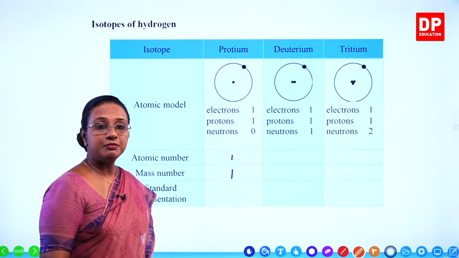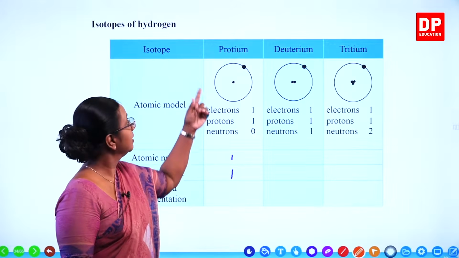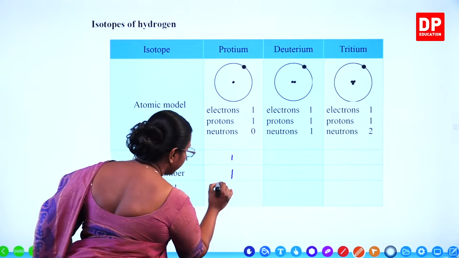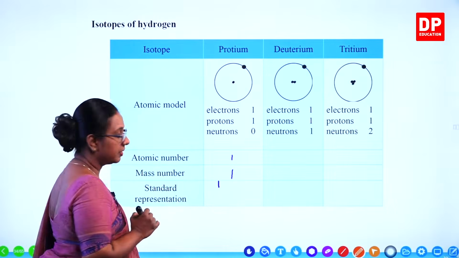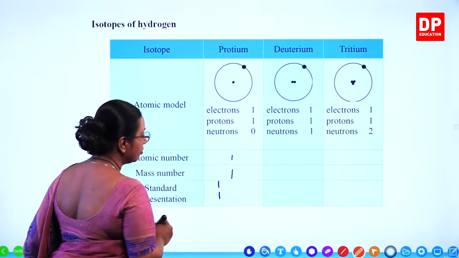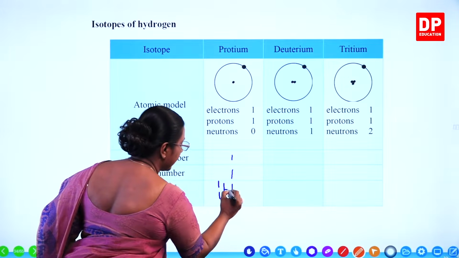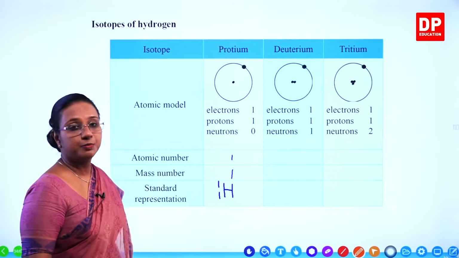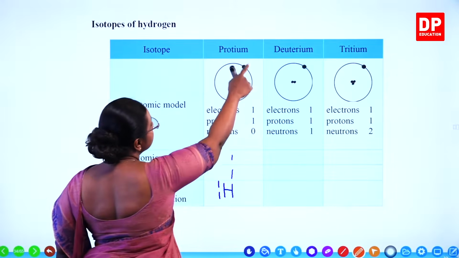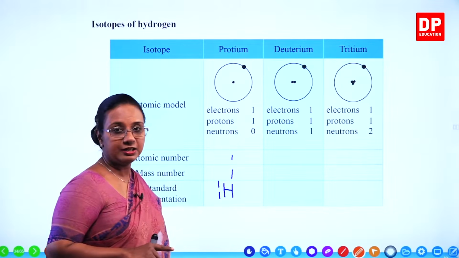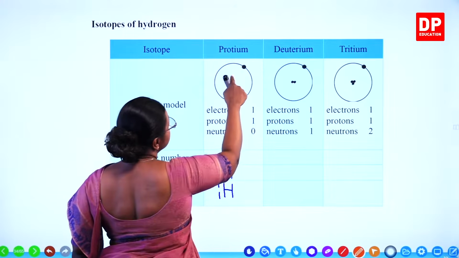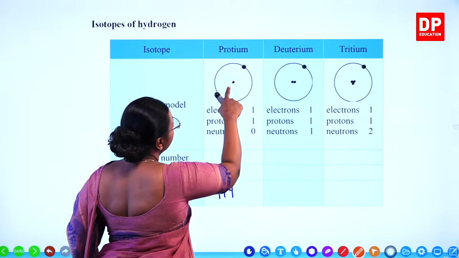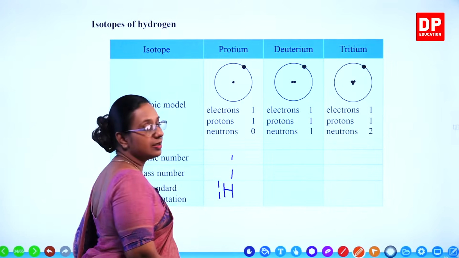Using these two, if we represent hydrogen, that is protium, in its standard representation, we have to write the mass number on top and the atomic number below, along with the standard symbol. 1 1 hydrogen is protium. If you look at this diagram, you can identify that easily. This is the subatomic particles present: in the nucleus, only 1 proton, and 1 electron.